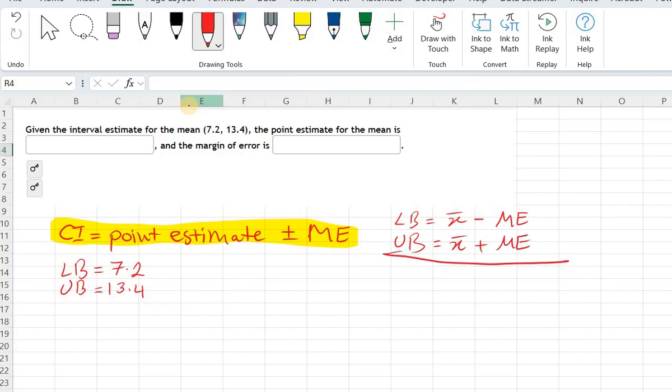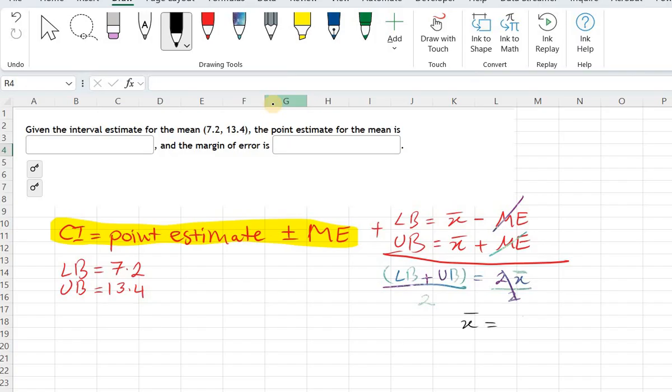Now, if you add these two equations together, you will notice that the margin of error will cancel out, and we're going to have the upper bound plus the lower bound equals 2 times x bar. But we only need the point estimate x bar, so we're going to divide both sides by 2. And in this case, as you can see here, we will have x bar, which is the point estimate, equals the upper bound plus the lower bound. It doesn't matter which one is first in this case because addition is commutative, divided by 2.